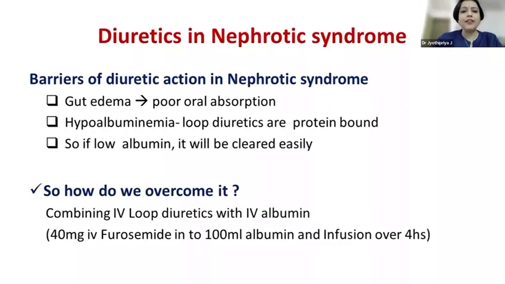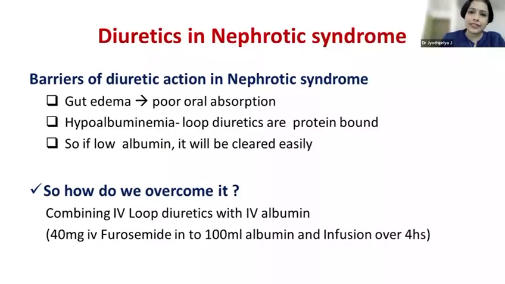Now, there are certain barriers for diuretic action in nephrotic syndrome. One, in nephrotic syndrome, there will be gut edema, and because of that, the oral absorption will be poor. Second thing, hypoalbuminemia. So as I told you, loop diuretics will be binding to the albumin, and this bound form will be delivered into the tubules. So because of hypoalbuminemia, there will be decreased delivery of loop diuretics.